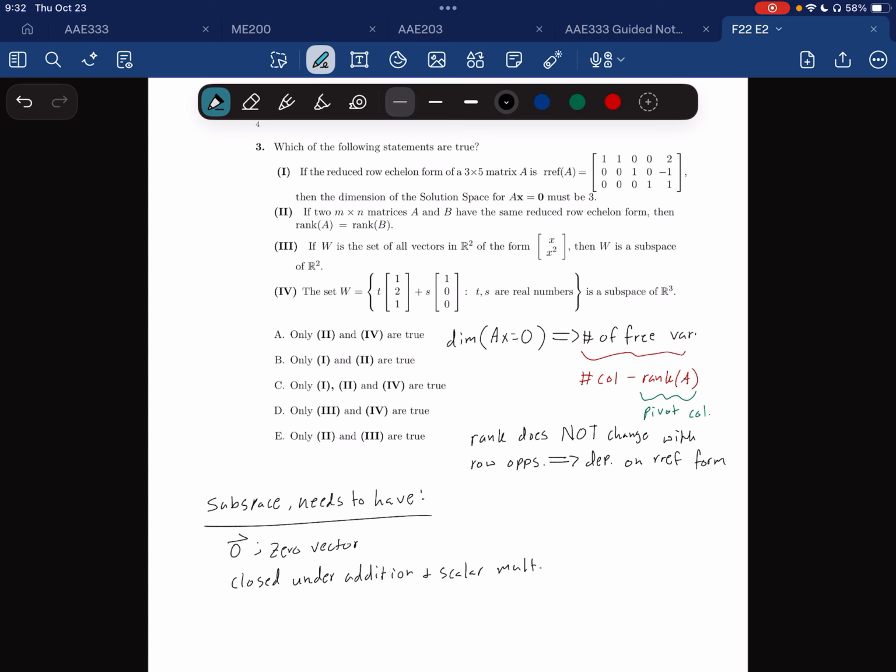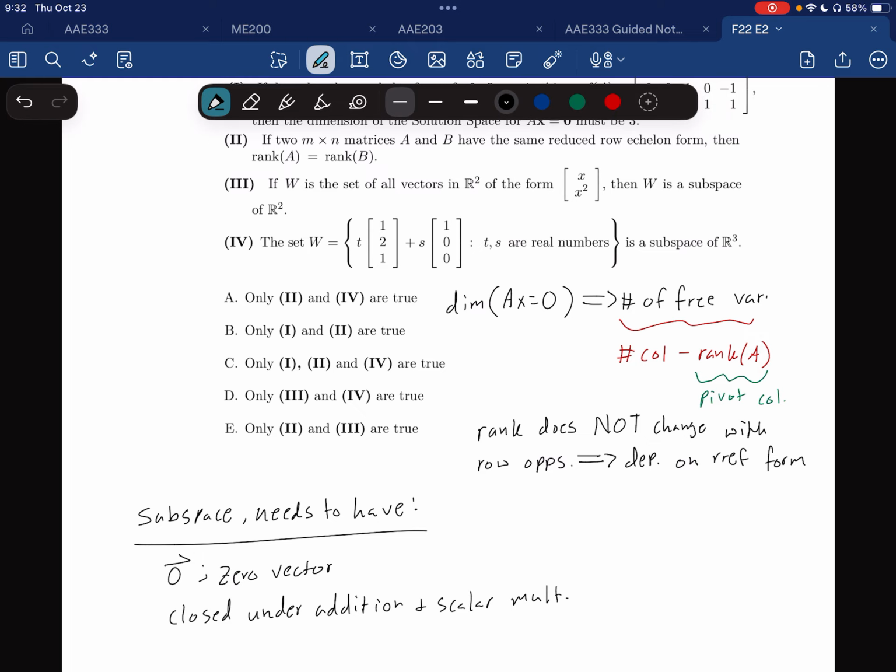These are the properties we need. So if you notice, I'm going over concepts by each choice we have. Option one talks about the solution space. In this specific question, the dimension of the solution space of AX equals 0 is equal to the dimension of the null space.